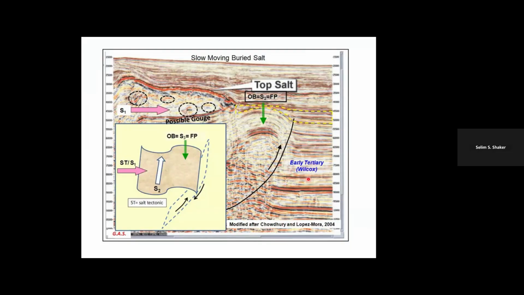So here's a seismic line going across that trend, that overthrust trend. Interesting. So that overburden becomes S3, the minimum stress, because the salt pushed that way, and here is the model.